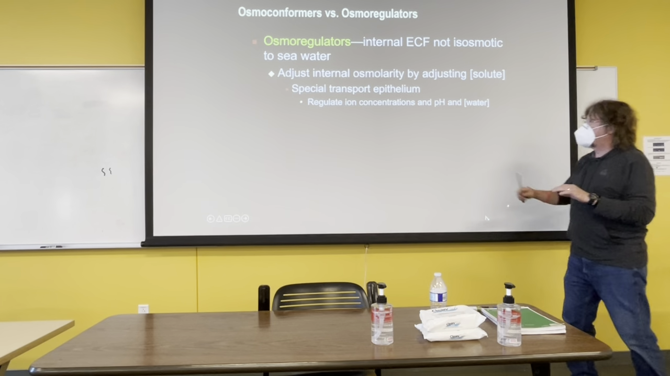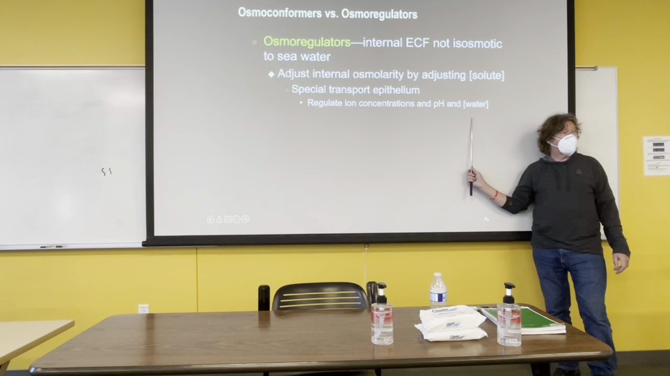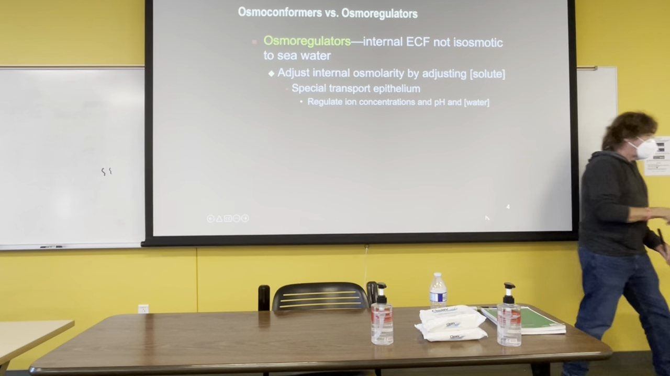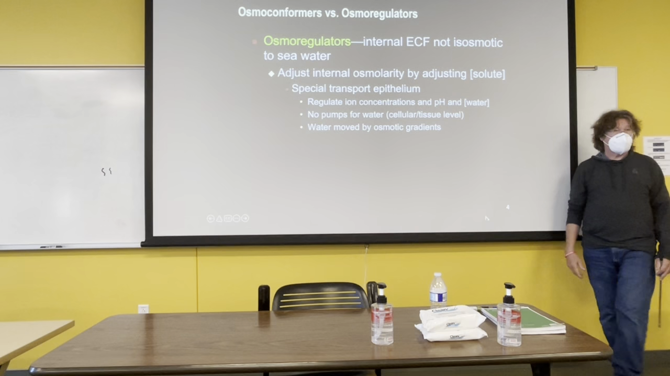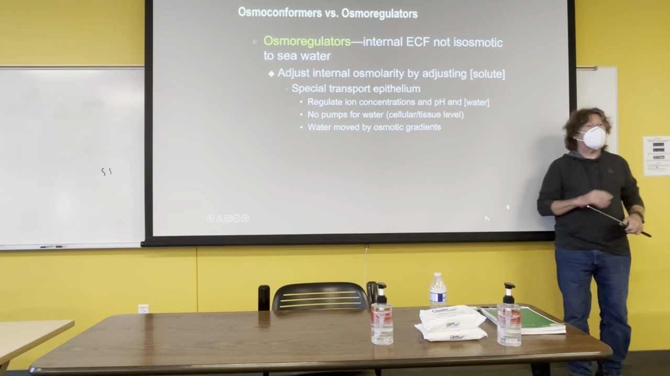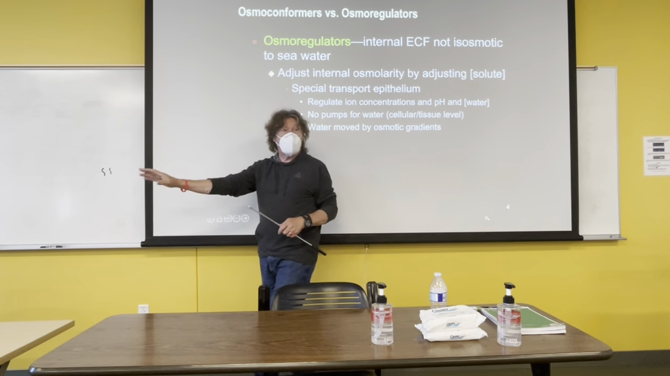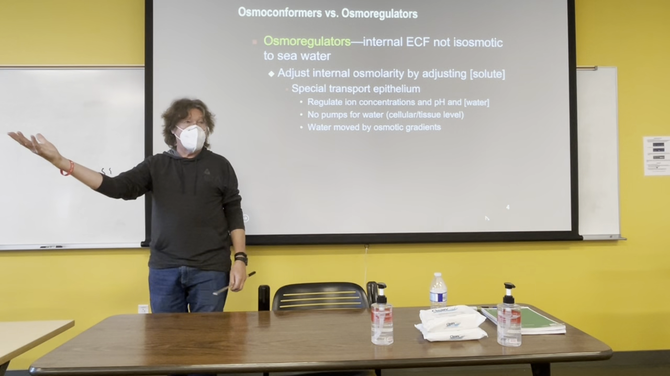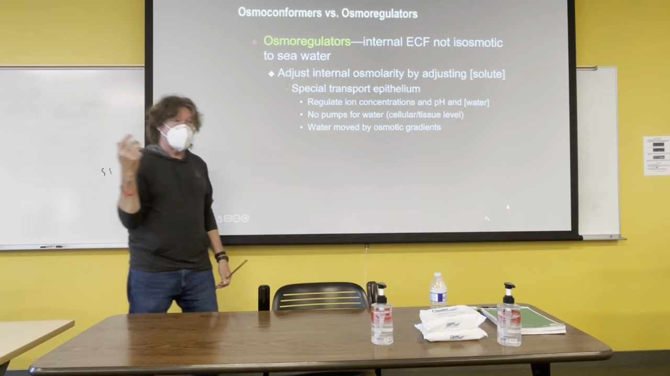Now, by adjusting the ion concentrations, they are adjusting the water concentration, because the water will follow ion gradients, okay? So water, there are no pumps at the cellular level to move water. The only way in which water can be moved from one compartment to another is to pump solutes out of one compartment, so the solute concentration is higher on one side of the epithelium, and water will follow by osmosis.